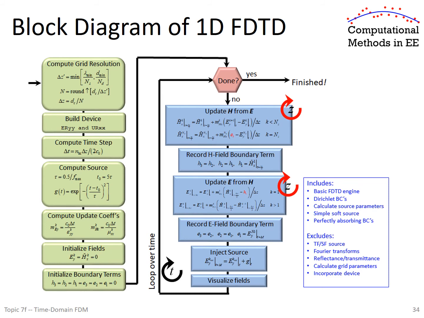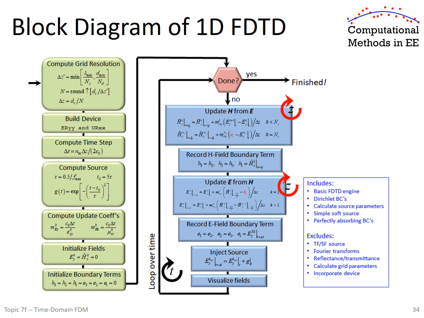We then set all of our fields to 0. We have some boundary terms also to set to 0. That's not something we're talking about here, but that's how we handle this perfectly absorbing boundary. Then we enter our main loop. So we have a main loop that's iterating over time. The first thing inside that main loop is another loop that iterates over our grid. And here's where we update H from the curl of E.